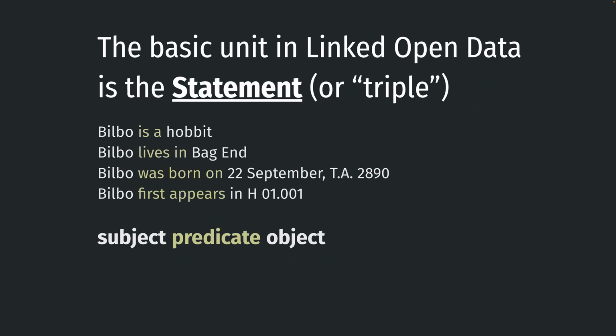Some terminology. The basic unit in linked open data is the statement. A statement is made up of three things, hence the alternative name triple: the subject, predicate, and object. So in "Bilbo lives in Bag End," the subject is the entity Bilbo, the predicate is the property "lives in," and the object is the entity Bag End.